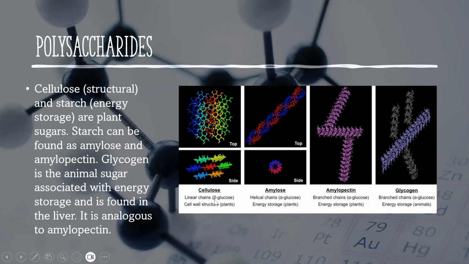Remember alpha D-glucose and beta D-glucose as the two forms of glucose that you have to be able to remember and draw. So think about these concepts as you're learning about them and drawing them.